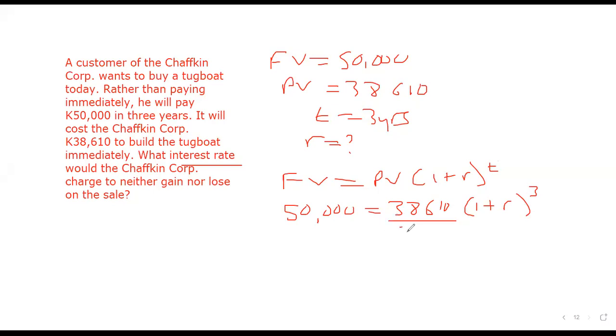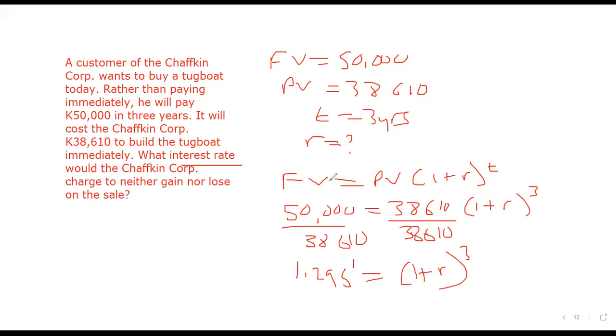At this point, what do we do? We divide both sides by 38,610 all together. 50,000 divided by 38,610. So what do we get here? 1.295 equals 1 plus R to the power 3. Now, there's an invisible 1 there. So what do we do at this point?